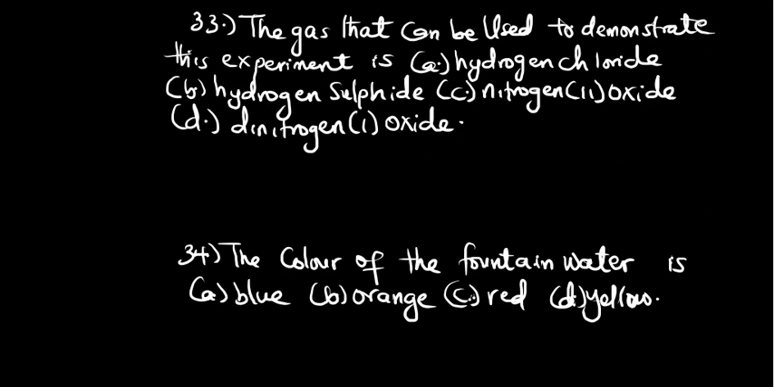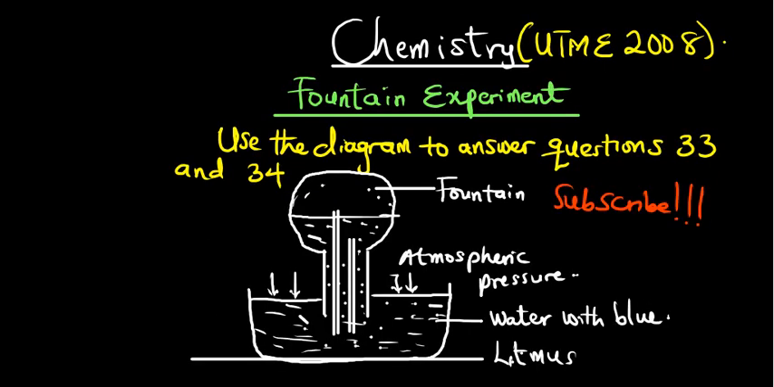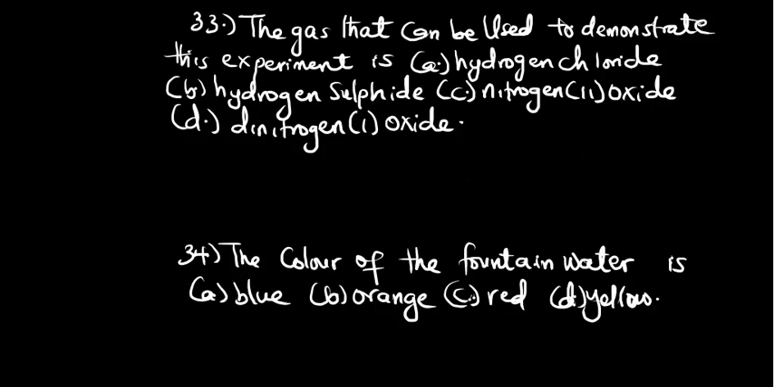So what does the question tell us? It says the gas that can be used to demonstrate this experiment. If you look at this experiment, it is called the fountain experiment. So this is the fountain. They now ask us which gases we normally use for this type of experiment. Whenever you see them invert a conical flask like this, and they put two delivery tubes, they are talking about a fountain. They are talking about water with blue litmus, things like that. So this experiment is called the fountain experiment, and we have some gases that we normally use for it.